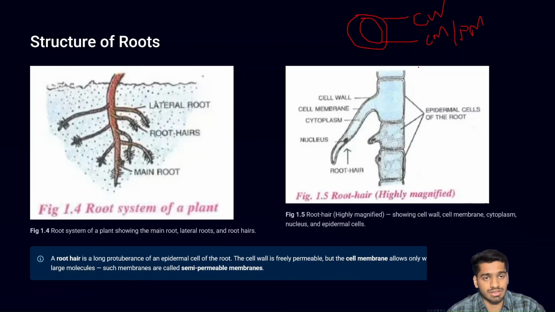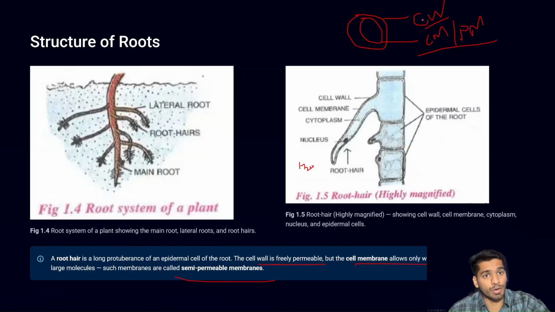Now, there is something that we need to understand. This cell wall is freely permeable. Your cell wall is freely permeable, meaning what? It is going to allow everything to go through it. If there are water molecules, H2O, then this cell wall is going to permit their entry. But your cell membrane or the plasma membrane prevents larger molecules from going inside. So that is why we can say that it is a semi-permeable membrane.